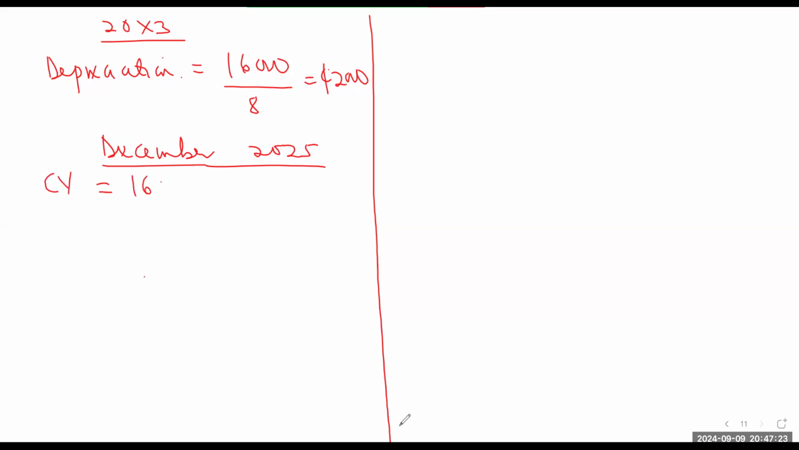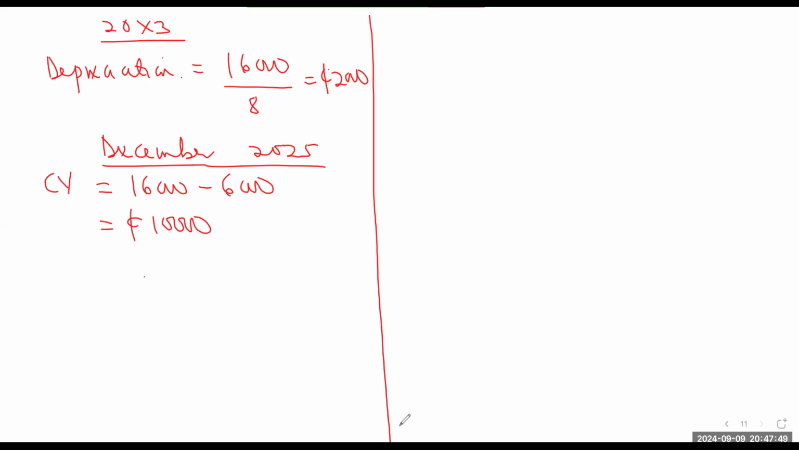Would that be 16,000 minus 6,000? Yes, sir. So that will be 10,000, because the asset will be carried at 16,000 and depreciation will be 2,000 every year. So 20X3 will be 2,000, 20X4 will be 2,000, and 20X5 will be 2,000. It means that we have used 3 years out of that, and that will give us 6,000. So we take the 6,000 from this one. This is the calculation based on the impairments.